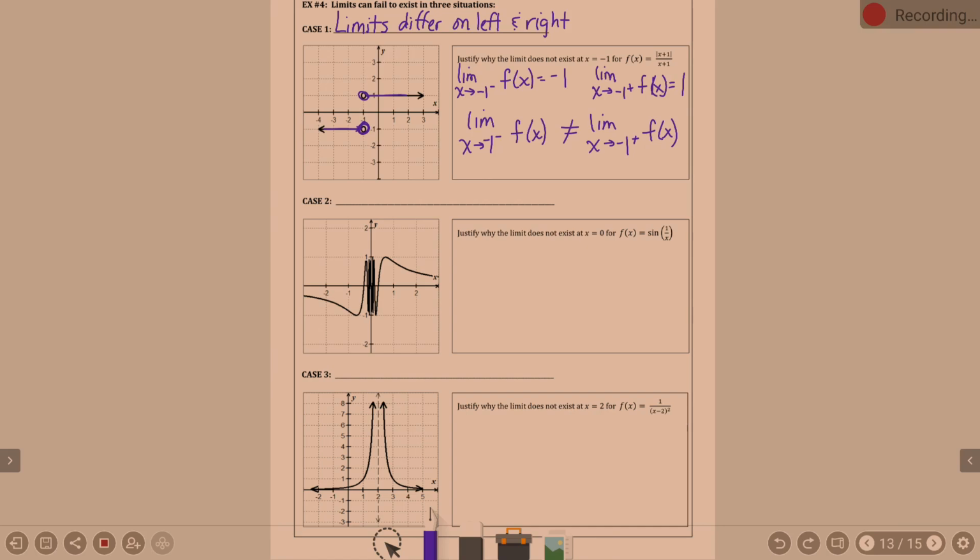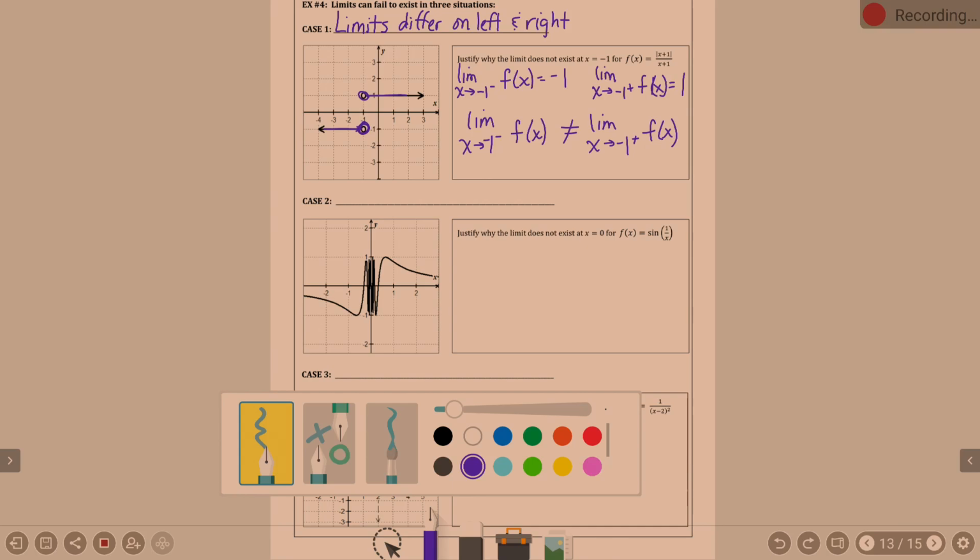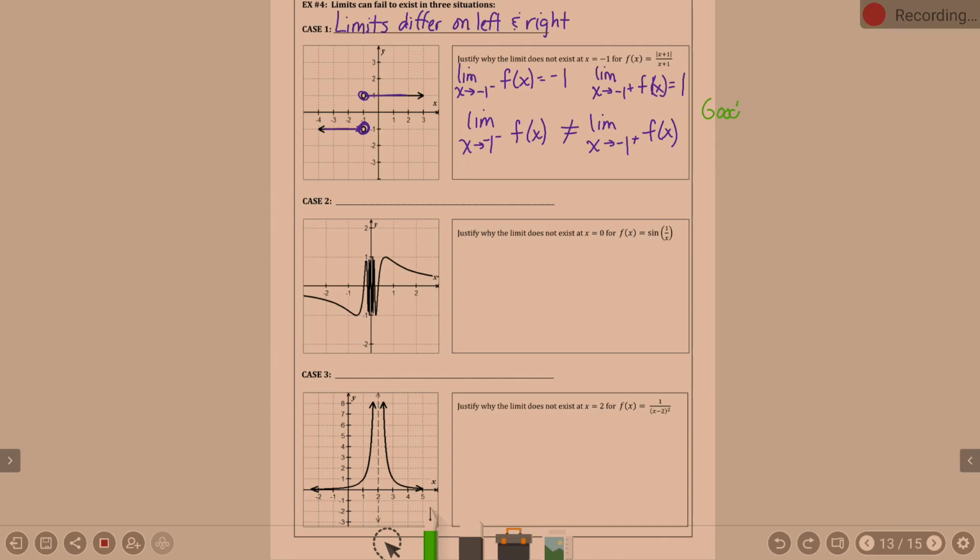Okay, little side note here, this is good AP vocab. That's a good way to write explanations in AP.